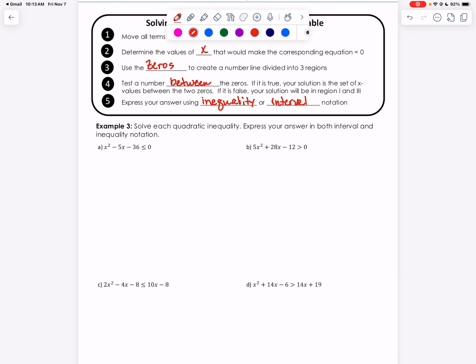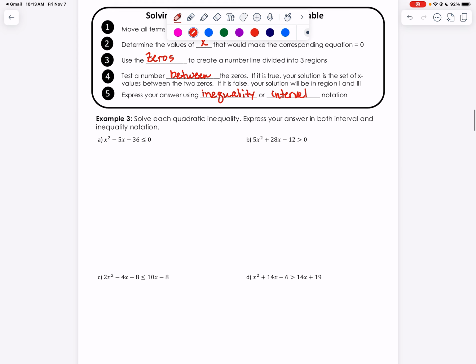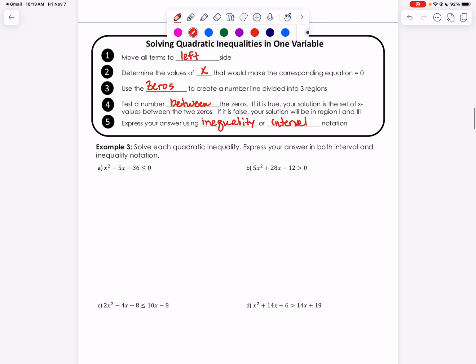So in example 3, it says solve each quadratic inequality. Express your answer in both interval and inequality notation. So step 1, move all the terms to the left side. In this problem, step 1 is already done for you. Step 2, determine the values of x that would make the equation equal to 0.